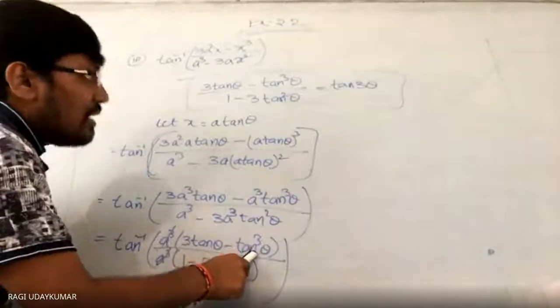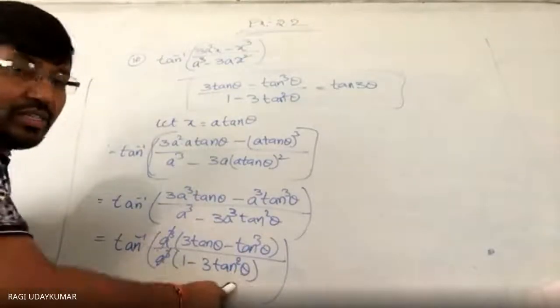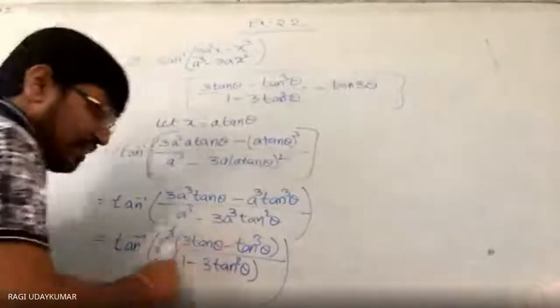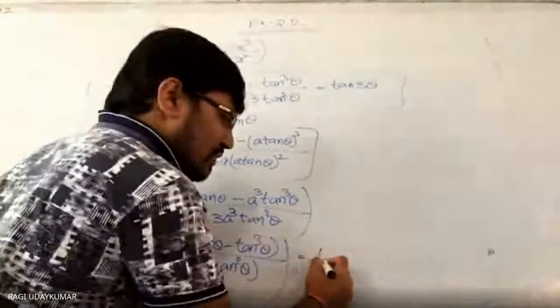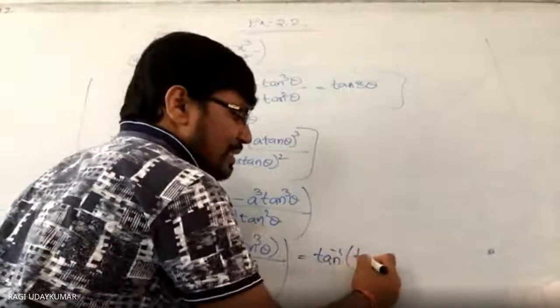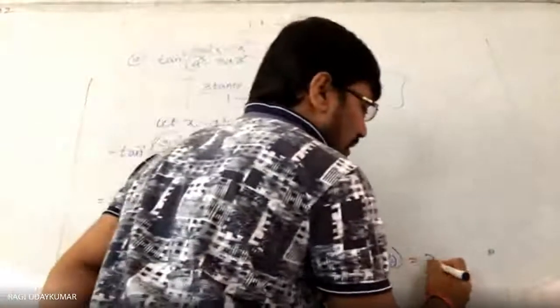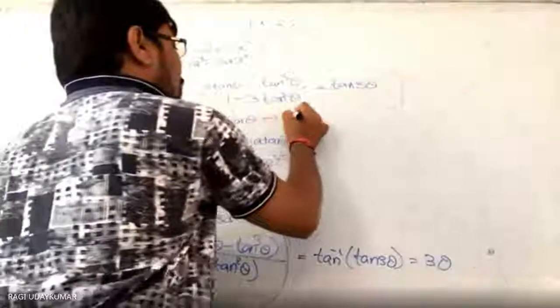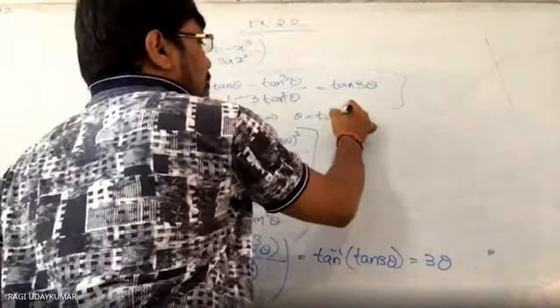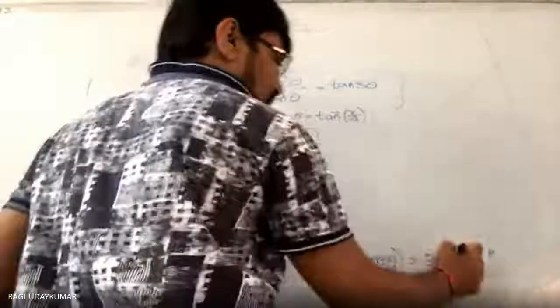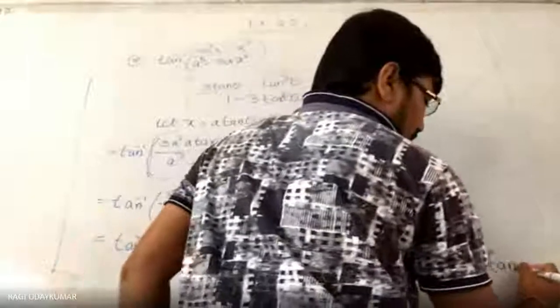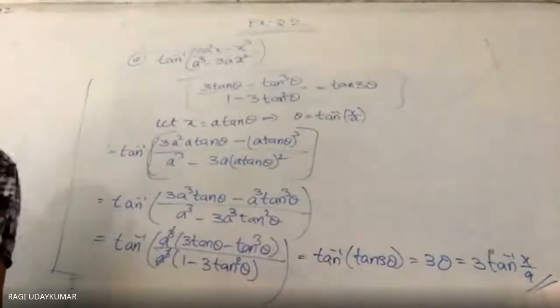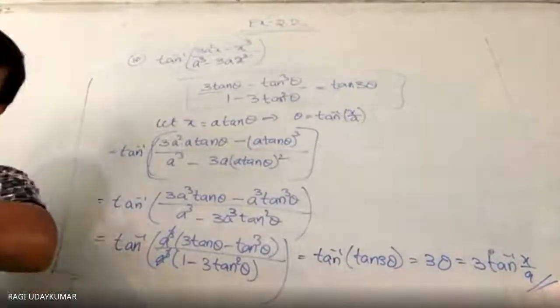That 3 tan theta minus tan cube theta by 1 minus 3 tan square theta, you got it. This is equal to tan 3 theta. So either way, tan 3 theta you can write. So this is equal to tan inverse of tan 3 theta, which is equal to 3 theta. Theta, from here you get, theta is equal to tan inverse of x by a. So the answer is 3 tan inverse of x by a. Simple problem. It's not very difficult.